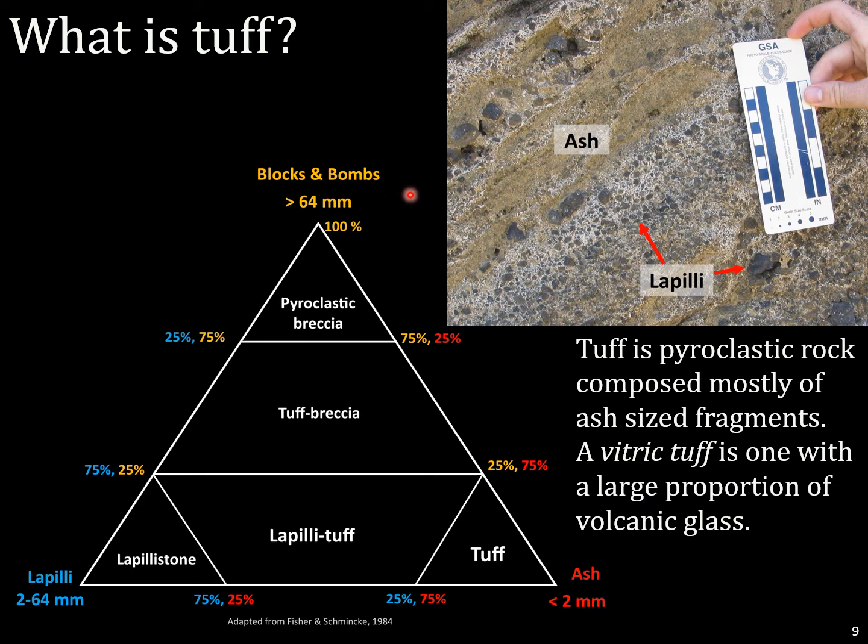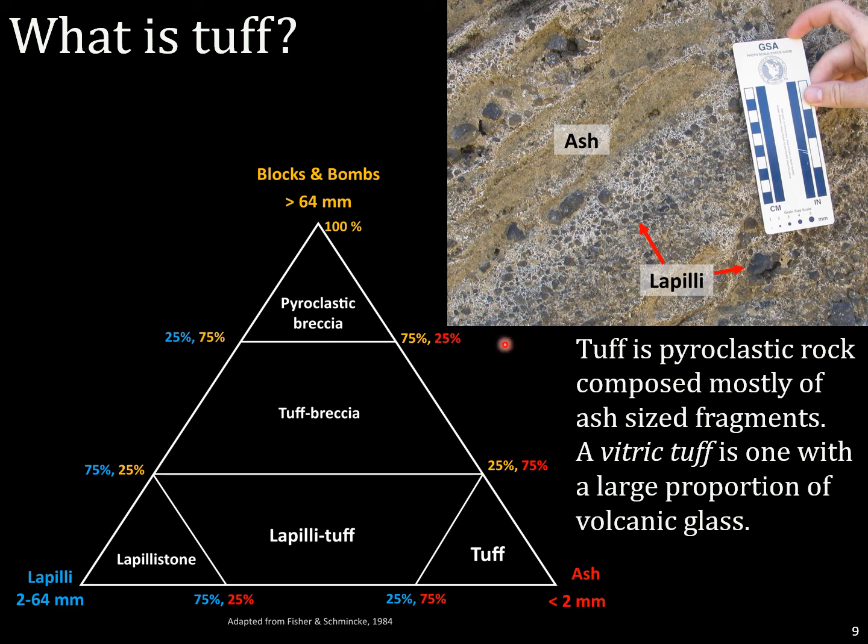So anything 64 millimeters and larger are blocks and bombs, and that's where we get our geochemistry from. That's what we grind up and have X-ray fluorescence performed on. So when I say tuff, I'm talking about what's in this picture. It's mostly ash-sized particles, less than 2 millimeters, and it's got some lapilli in it. Specifically, we're looking for a vitric tuff.